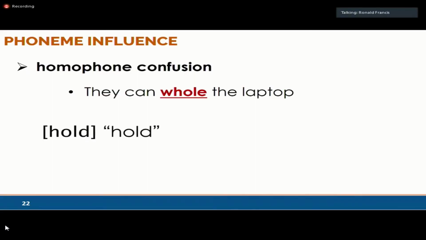So it shows more of the phoneme influence. And then my absolute favorite error in all of my research here, which is homophone confusion resulting from phoneme influence. Here, we have the same thing that we discussed earlier, which is deleting alveolar stops.